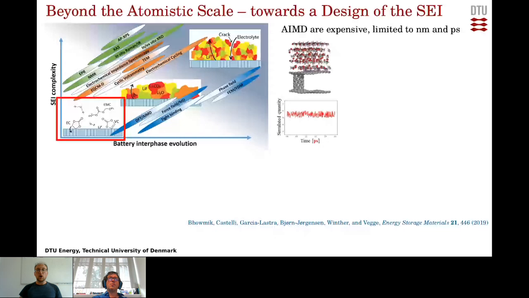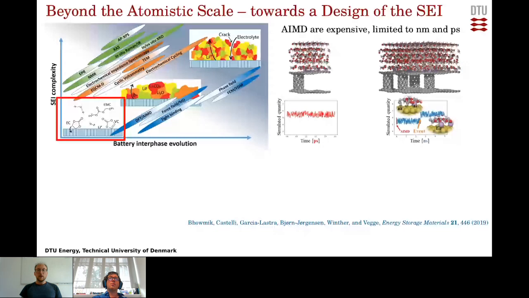We can go on, maybe using artificial intelligence. If we train our model to predict, to run cheaper calculations, then instead of a picosecond model we can go to the nanosecond scale. And then maybe we are even able to see the events while they happen. For example, when we can see the hydrogen splitting from HF, or lithium fluoride forming more complex compounds, for example, like a lithium fluoride rock salt.